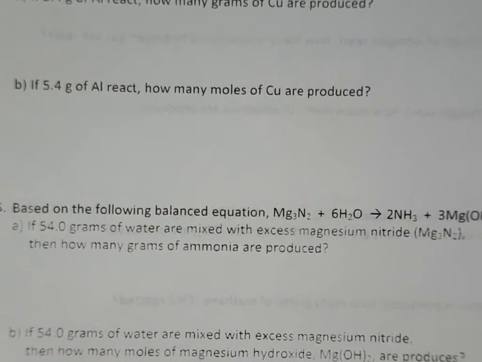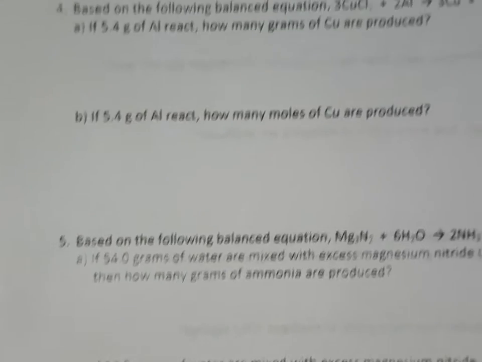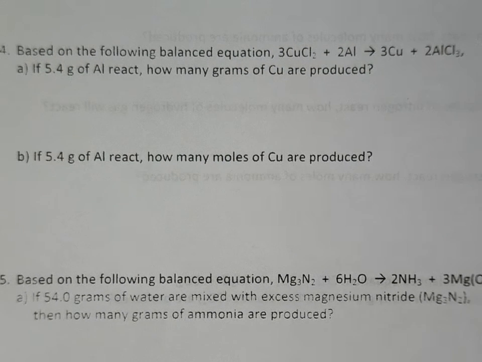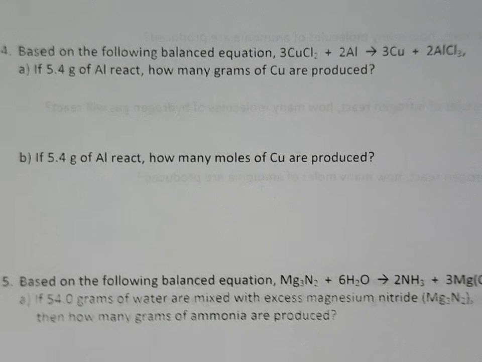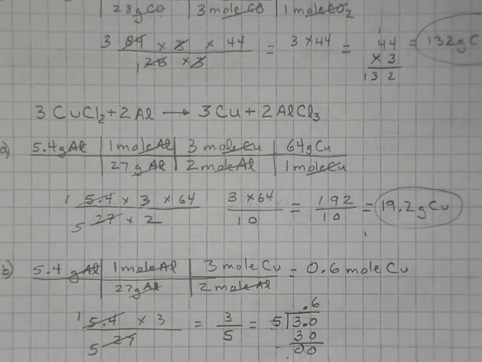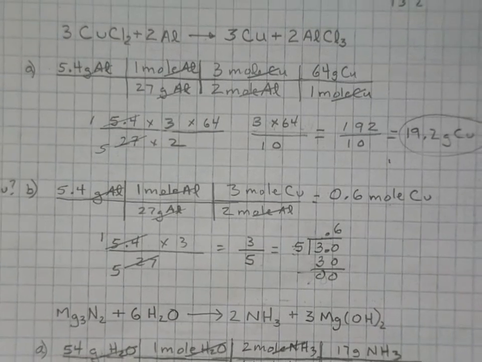Question 4. Get that in there for you. So this time we've got copper chloride reacting with aluminum to make copper and aluminum chloride. And we've got two problems here to work out, so let me make sure that's number 4. So for number 4, let's get our balanced equation there.